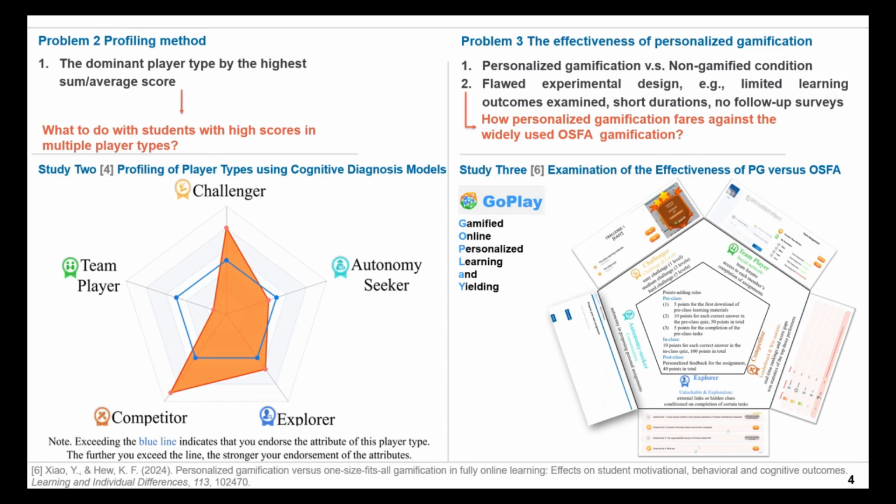The third problem is about the effectiveness of personalized gamification. Previous studies have focused on comparing this to the non-gamified condition. However, the critical question should be how it fares against the widely used one-size-fits-all gamification approach. So, Study 3 developed a system called GoPlay to provide game elements tailored to player profiles informed by Study 1 and 2. Then, a mixed method research design was applied to examine its effectiveness.